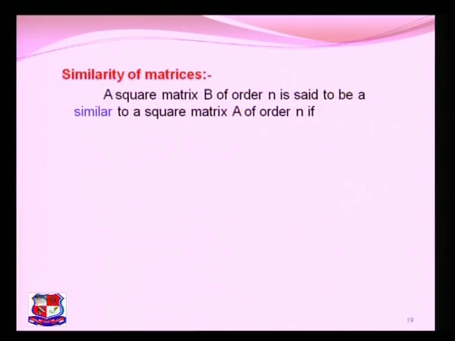Now what is the idea of similar matrices? A square matrix B of order n is said to be similar to a square matrix A of order n if B is equal to M inverse into A into M for some non-singular matrix M, right?